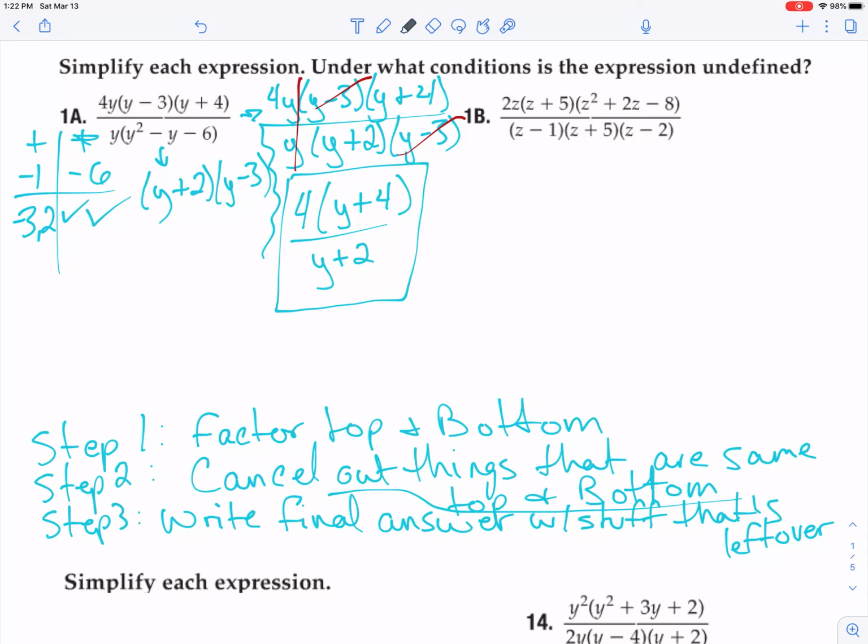What I haven't done is answered this part. Under what conditions is the expression undefined? What it's asking is, when does the bottom equal 0? Because if the bottom equals 0, it's impossible, or it is undefined. So what I'm going to do now, this is kind of like secret step 4, and maybe I'll write it even in a different color. Go back to the factored denominator, not the simplified, the factored.